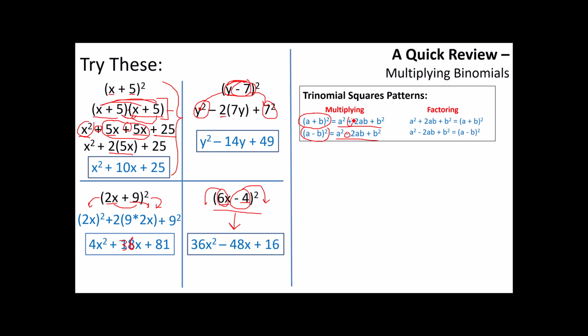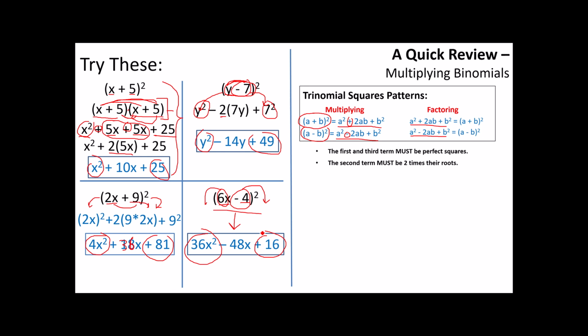I'm going to take those same rules and I'm going to use them backwards today. In other words, instead of multiplying things together to get the trinomial, I'm going to take the trinomial and figure out what it was that created the trinomial. There's a couple things you want to look for. First, the first and third term must be perfect squares. Notice x squared, 25, y squared, 49, 4x squared, 81, 36x squared, and 16. That's always got to be the pattern.